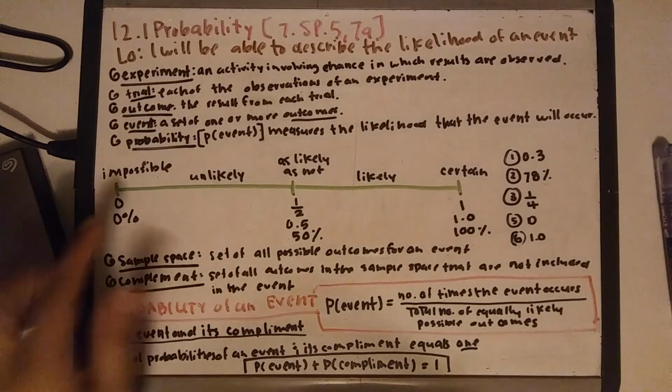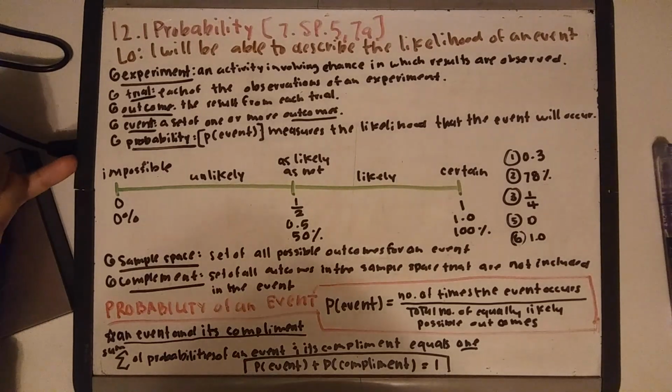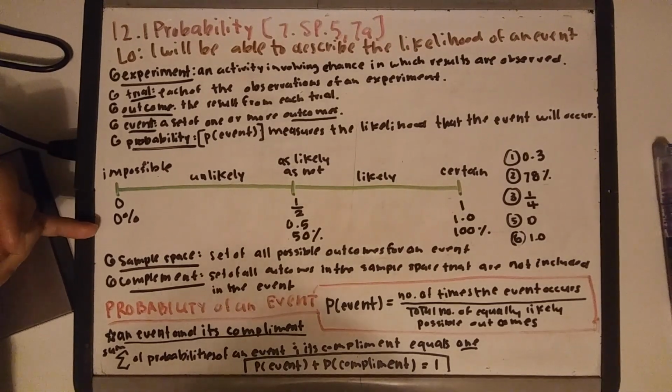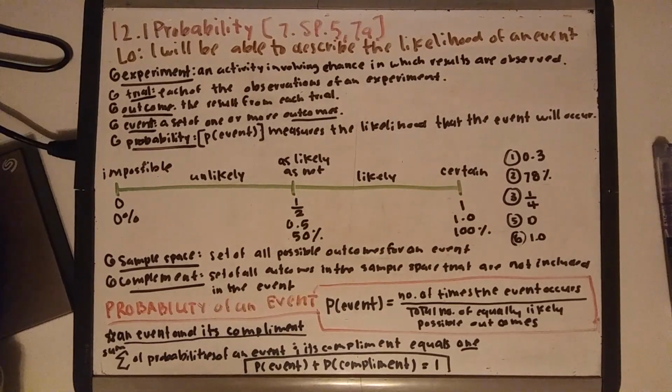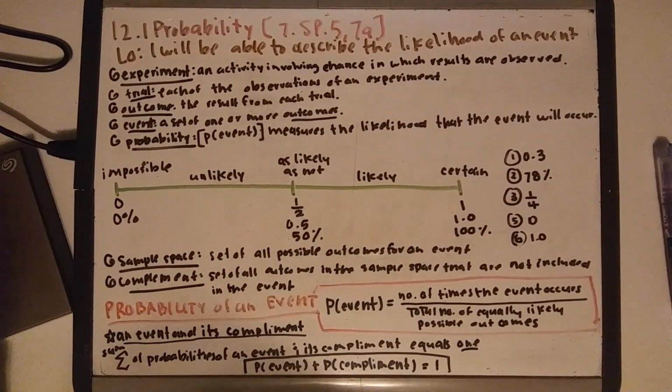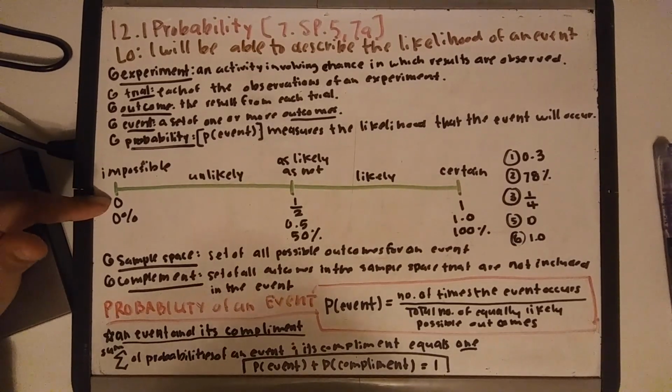Okay, and so we have a diagram showing us the likelihood of something happening. If it's impossible, it's going to be 0, right? It's 0%. So that's impossible. It's never going to happen. For instance, if I ask what's the probability of getting a 7 when you roll a 6-faced dice, you're going to say impossible. It only has 6, so they don't have the number 7 on the dice. So that's going to be 0% or 0.